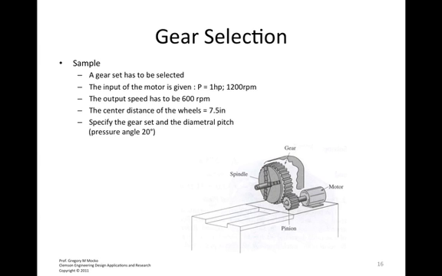Here's the example. A gear set has to be selected. The input of the motor is 1 horsepower and it operates at 1200 RPM. The output speed is 600 RPM, so in this case we need the gearbox to reduce by a factor of 2. The center distance of the two gears, the two wheels in this case, should be 7.5 inches apart. The goal is to specify both the gear set and the diametral pitch. In this example, I'm going to focus just on specifying the diametral pitch, not on the size of the gears or the number of teeth on the gears yet.